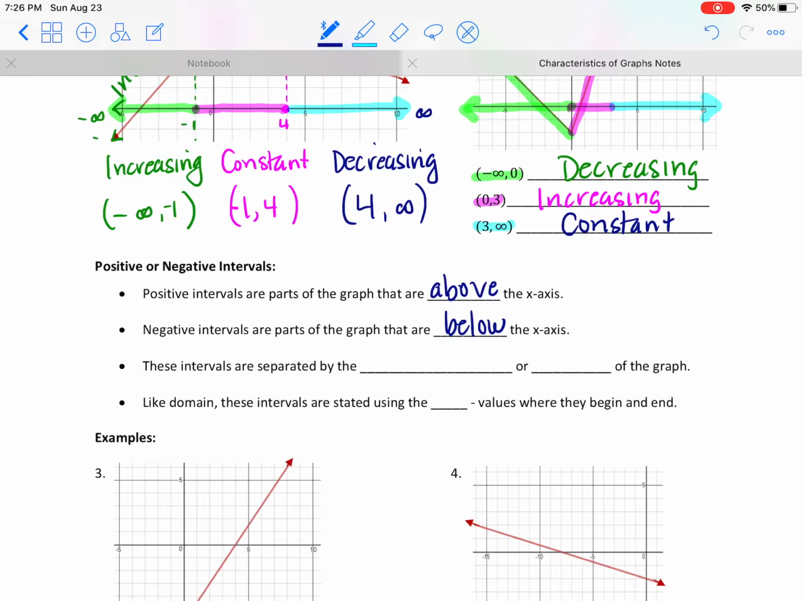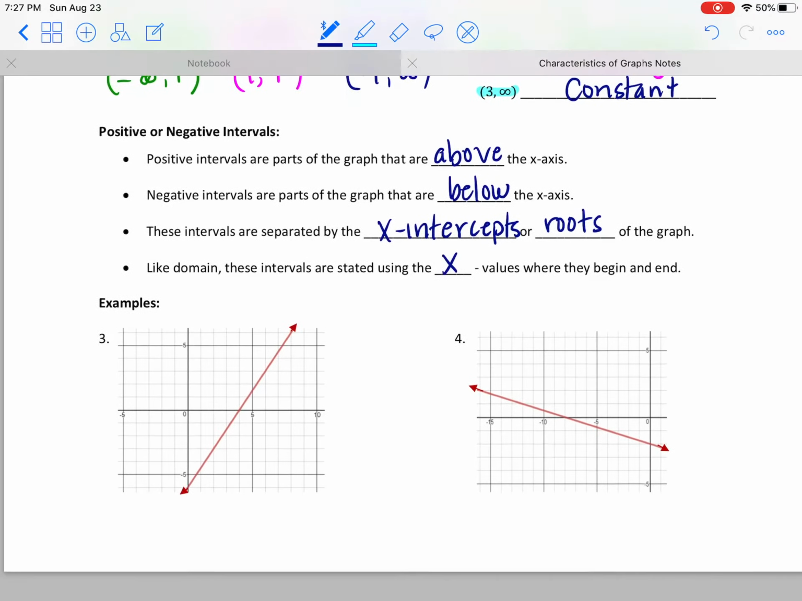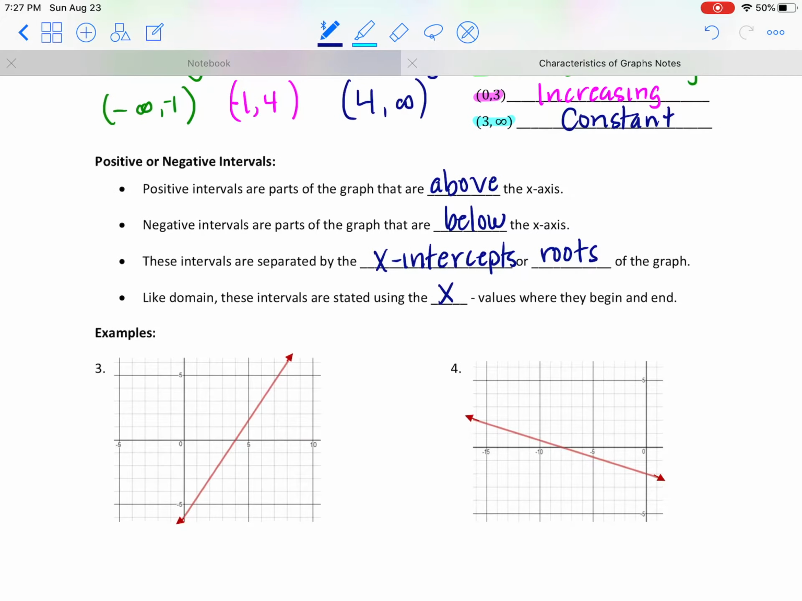And so what's separating the positive from the negative intervals would be the x-intercepts. The x-intercepts, which are sometimes also referred to as the roots. Okay, and just like with the domain and the increasing, decreasing, constant intervals, we want to state these intervals using the x values where they start and stop, or where they begin and end. Okay, so when you're trying to identify where your graph is positive or negative, start by finding the x-intercepts or the roots.